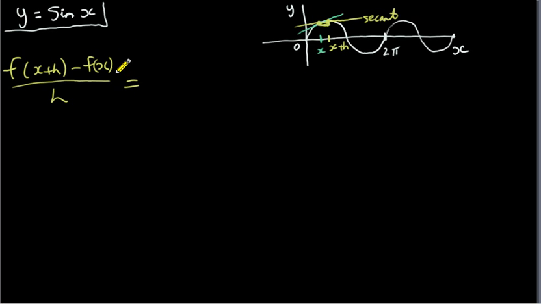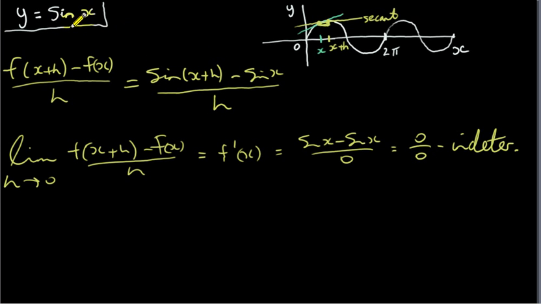So we first calculate this. We get f of x plus h. Well, f of x, or y, is sine of x. So we're getting sine of x plus h, and we're subtracting f of x, which is just sine of x, and we're dividing by h.